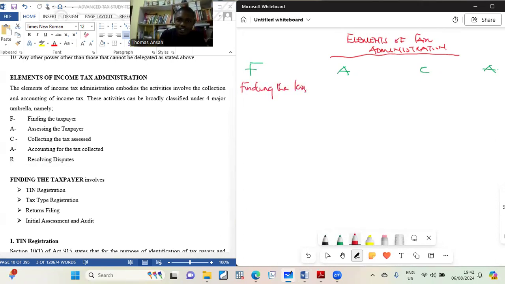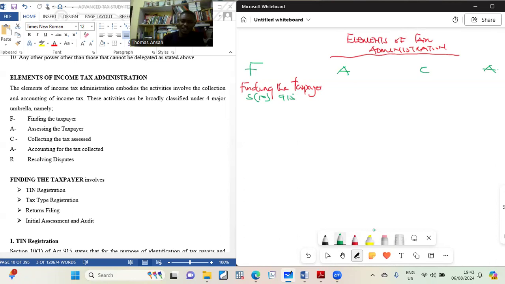And it's a very interesting thing. And I had to make an argument for this when I was presenting my thesis. Here we are looking at section 10 of Act 915, the Revenue Administration Act. Now, the law says that the GRA can actually collaborate with other institutions in the nation just to enable it identify the taxpayer.